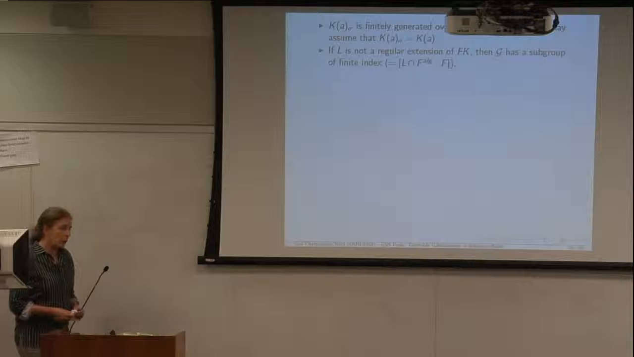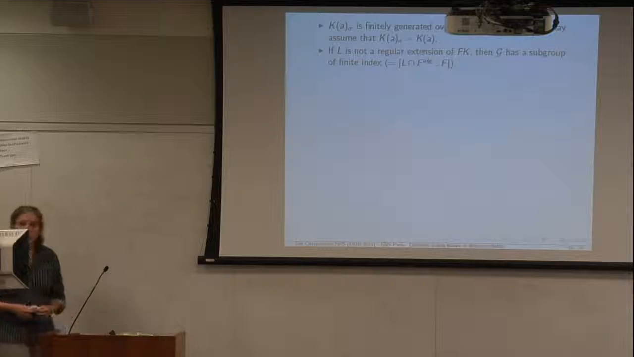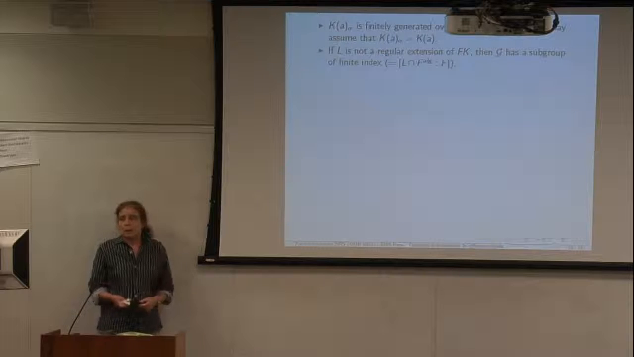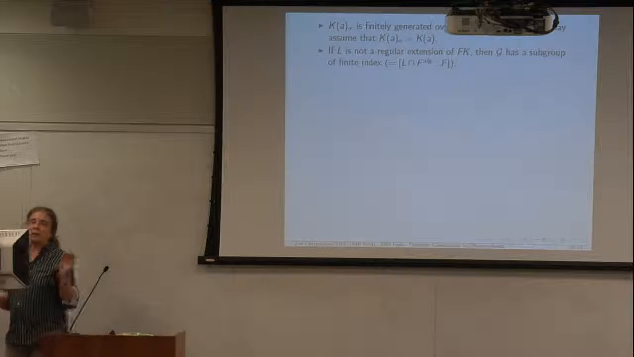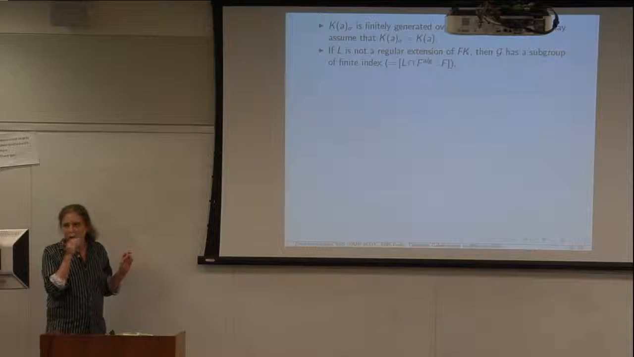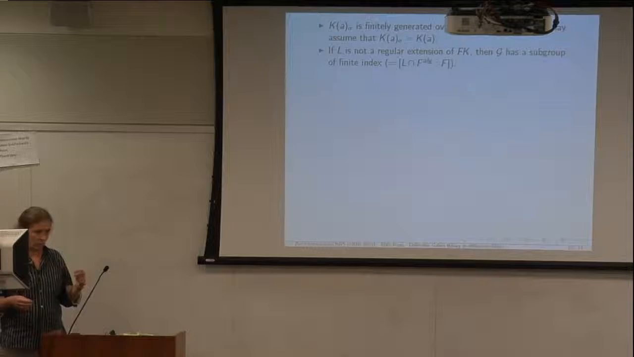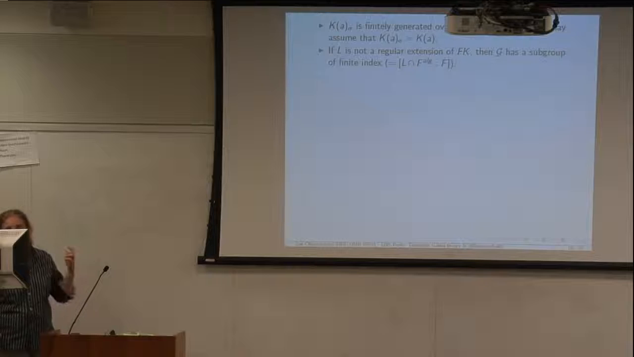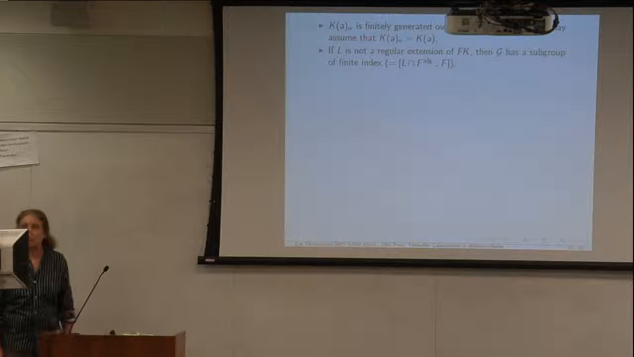Now, as with Picard-Vessiot extensions, if this L is not a regular extension of F over K, then in fact it means that L contains some new points of F-alg, of the algebraic closure of F. Then G has a subgroup of finite index. What was F? Well, F is fixed sigma.